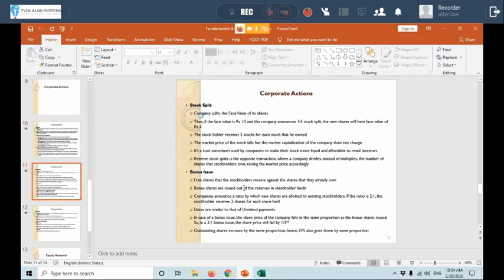Now, what is the impact of a bonus on the face value of the share? Will there be any impact on the face value? No, on the face value it won't be. On face value it won't be, but what about market cap? The market cap will also remain the same.